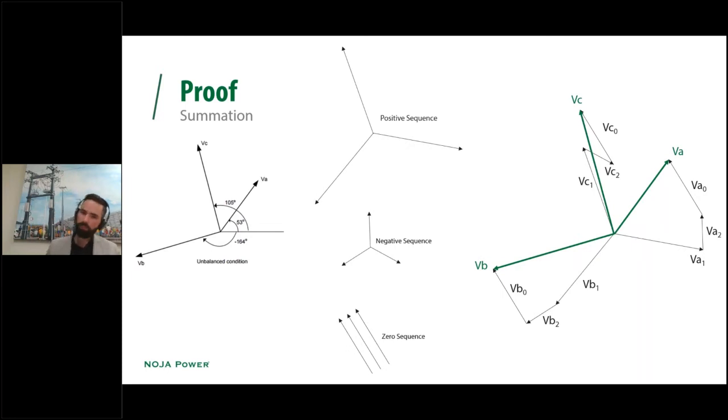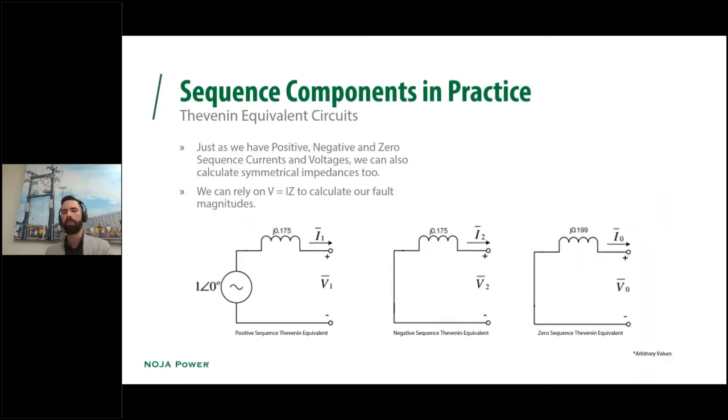All right, so with that in mind, we've taken the volts and the currents to be able to work this out. Now, just as you can apply this principle to voltage and current, you can actually apply it to impedance as well. And this is something that we use for doing fault calculations, right? Because just as you have the positive, negative, and zero sequence currents and voltages, then obviously V equals IZ in the AC domain, our favorite equation as electrical engineers, we can rely on this to actually calculate the fault magnitudes.